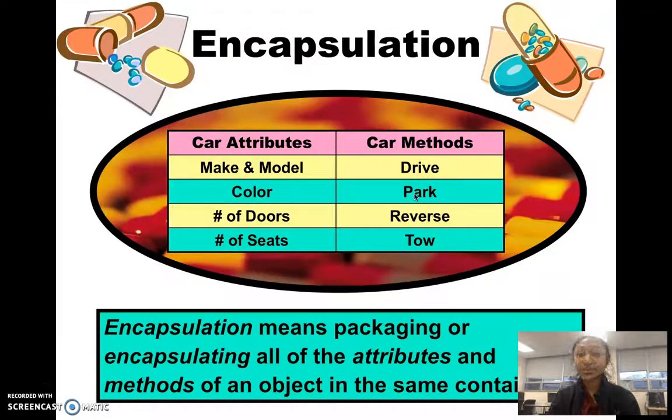Encapsulation. That's the first new word that we saw at the beginning of the unit. What it means is when we package all the attributes and methods of an object in the same container, that is called encapsulation. So attributes and methods in one container, or that packaging, is called encapsulation.